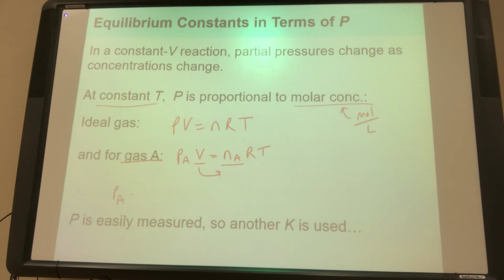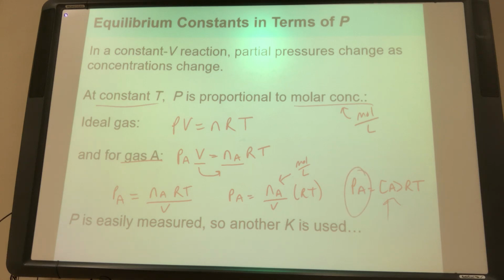So partial pressure of my gas would be nART divided by V. Now I can rearrange that so that the V is right here. And this guy is just moles over liters, which is my concentration. So PA is equal to the concentration of A times RT. So what that means is instead of using concentration, now I can use pressure in my K equation.